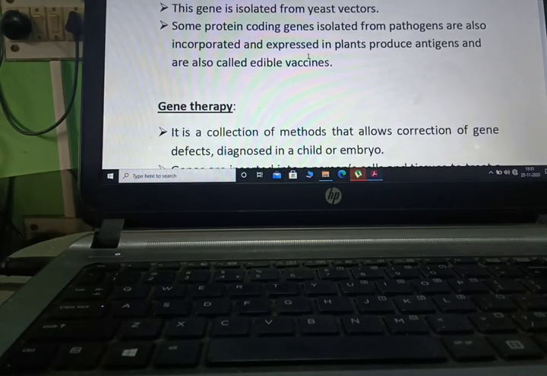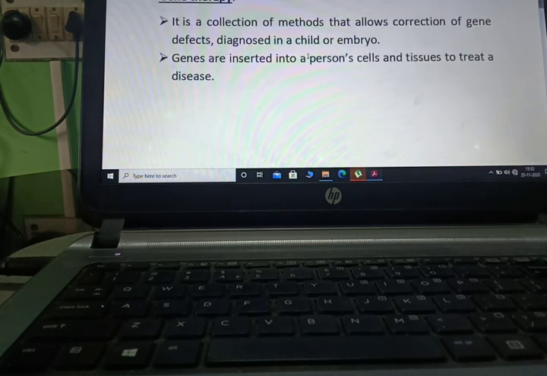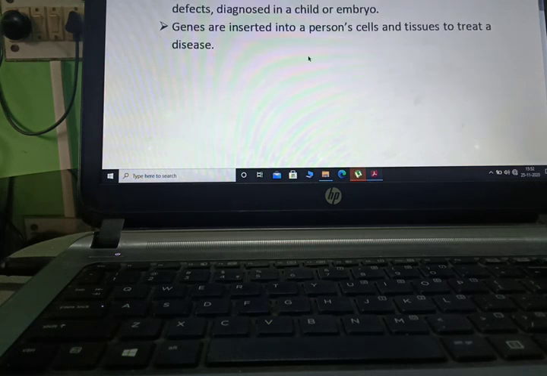Hepatitis vaccine contains the viral envelope protein, hepatitis B surface antigen, that is HBsAg. This gene is isolated from a yeast vector. Some protein coding genes isolated from pathogens are also incorporated and expressed in plants to produce antigen, and are also called edible vaccine.